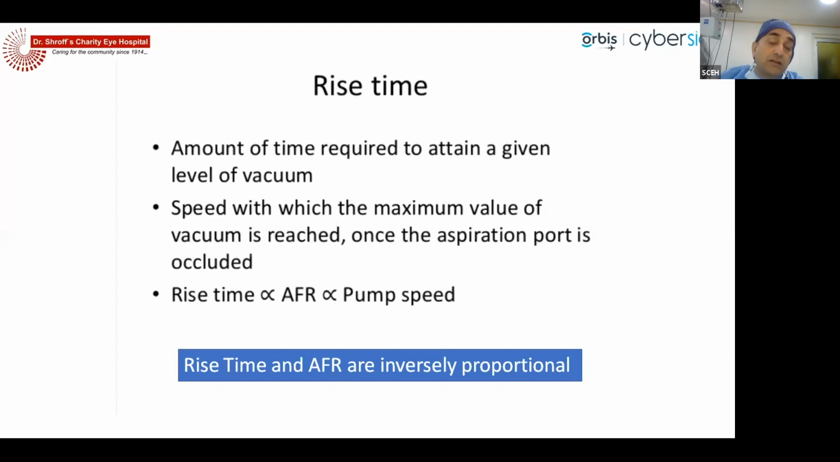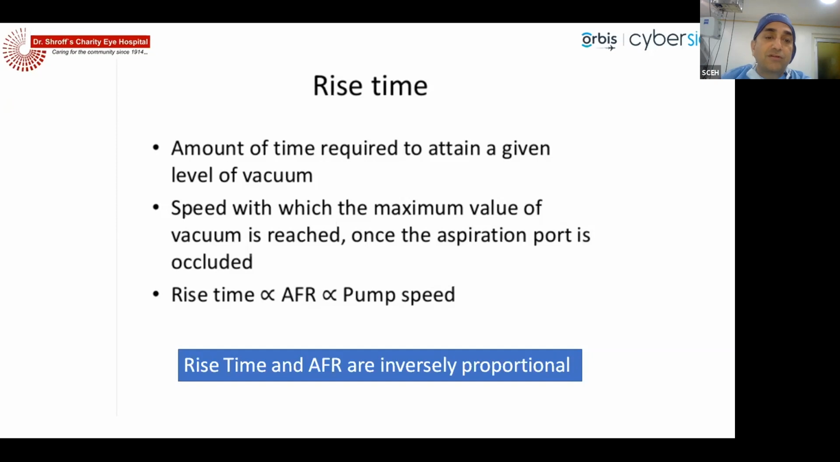Now coming to another concept, rise time. We just discussed that vacuum is generated only when the tip is occluded. However, from the time that the tip gets occluded to what is preset as your maximum vacuum, it takes a little time. It is not immediately, as the tip is occluding, that you get vacuum. That time is called the rise time. It is the speed with which the maximum value of vacuum is reached once the aspiration port is occluded.